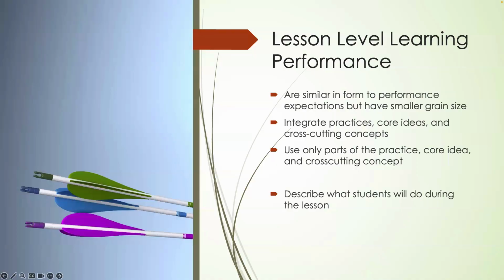So, lesson level performance expectations. This is something new. Lesson level performance expectations are similar to and informed by the performance expectations, but have a smaller grain size. They integrate the practices, core ideas, and cross-cutting concepts, but use only parts of the practice, core ideas, and cross-cutting concepts. So one lesson that spans a couple of days or even a week does not mean kids have learned the mastery of a core idea or practice yet. First of all, we should be having kids engage in the practices all year.